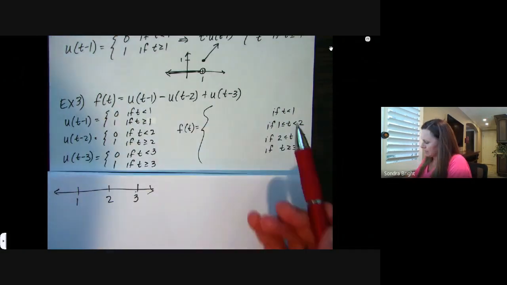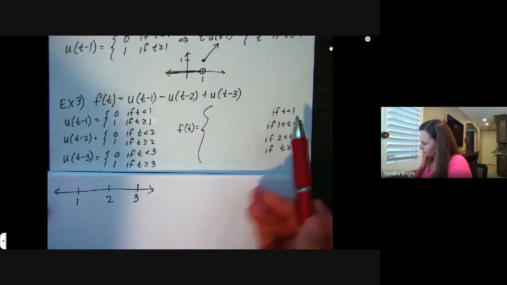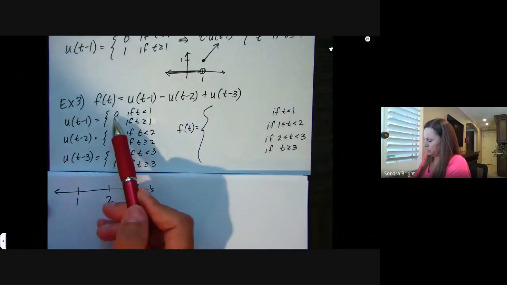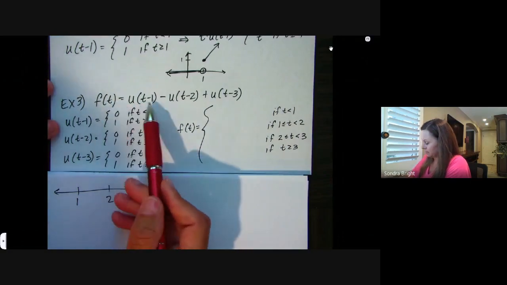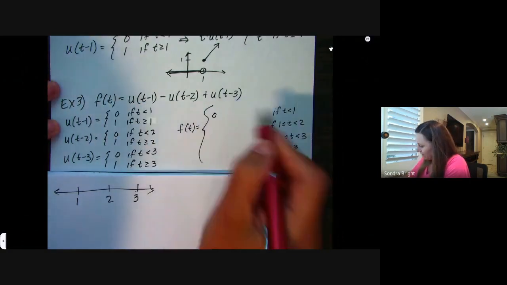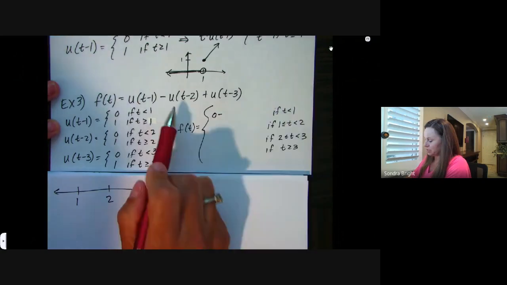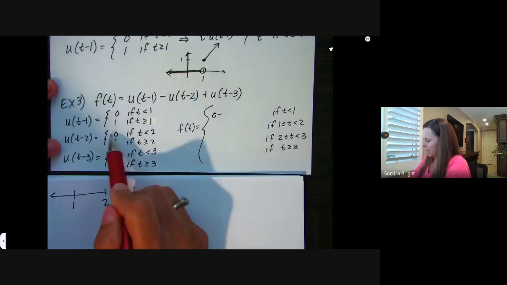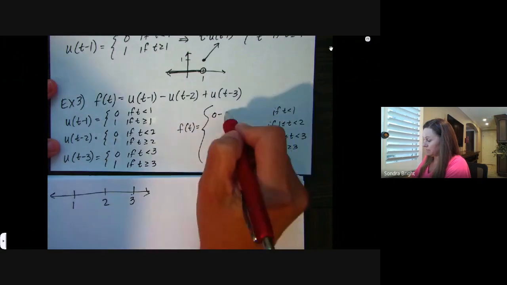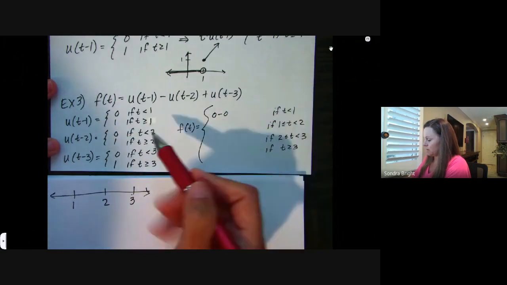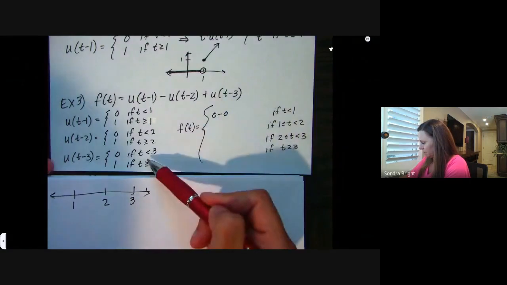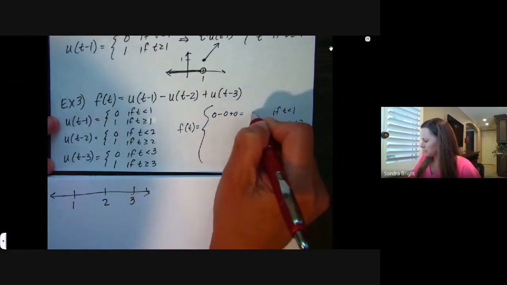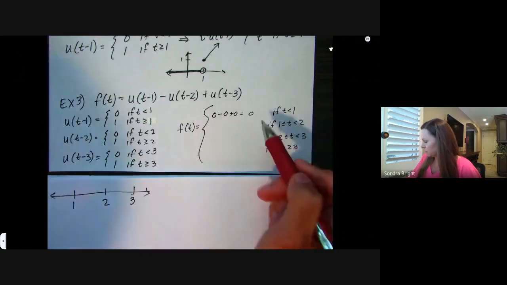So when t is less than 1, you've got that u of t minus 1 is 0. You've got minus u of t minus 2. Well, if it's less than 1, then it's still 0. And u of t minus 3, when it's less than 1, will also be 0. And so the first piece is that your f of t will be 0 if t is less than 1.